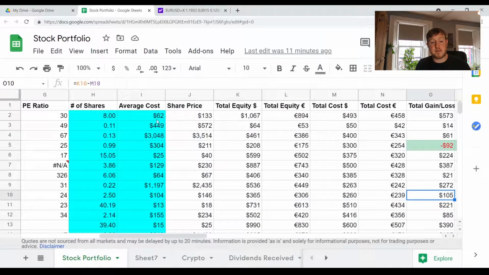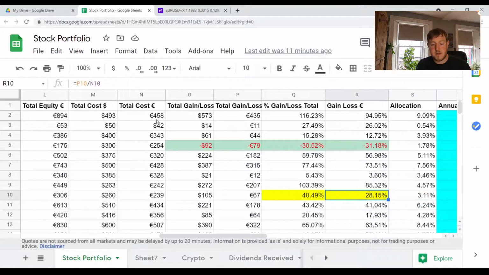So to see the effect that this has actually had on my investment, my overall gain or loss in US dollar terms was 40.49%. But when you take into account the movement in the FX, my return is just 28.15%. So the FX movements knocked a good 12% off my returns.